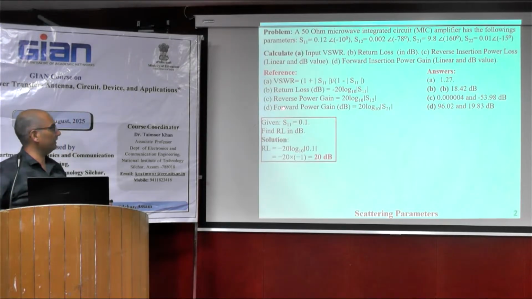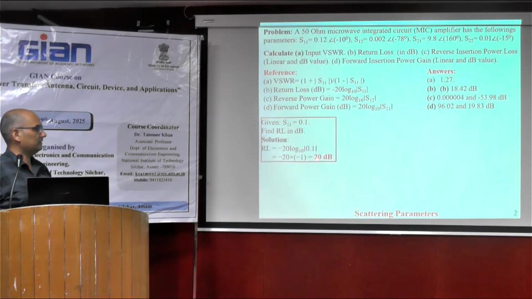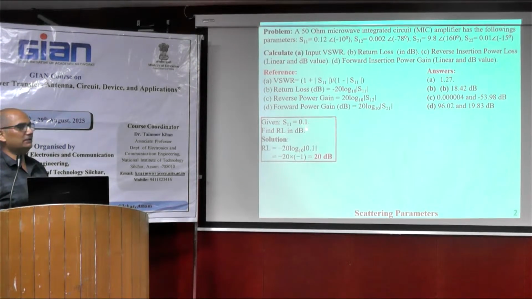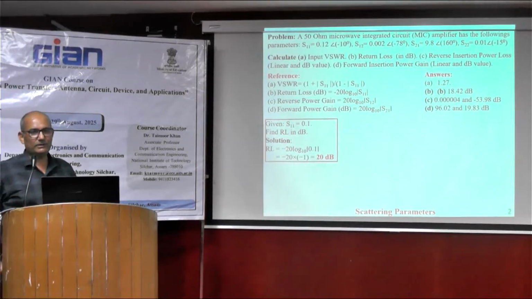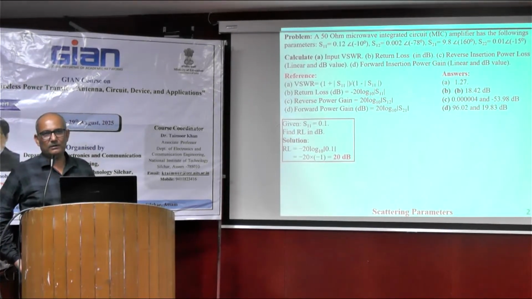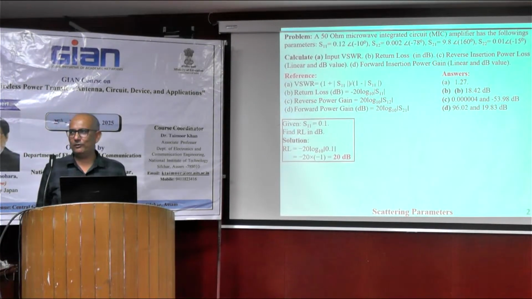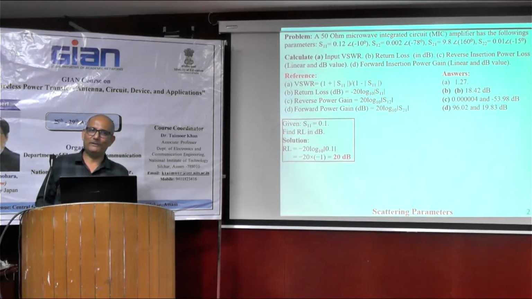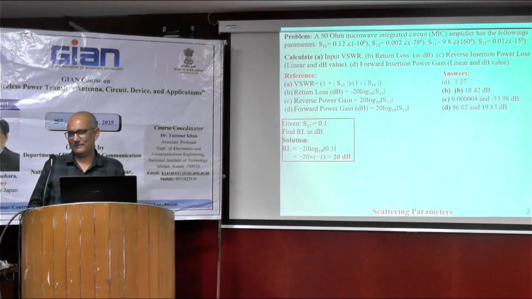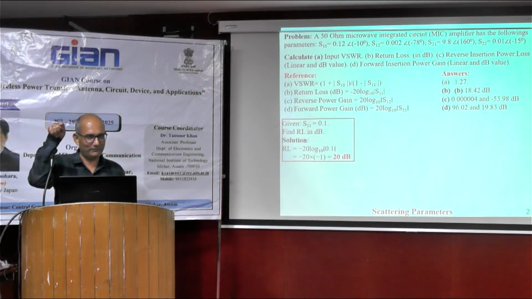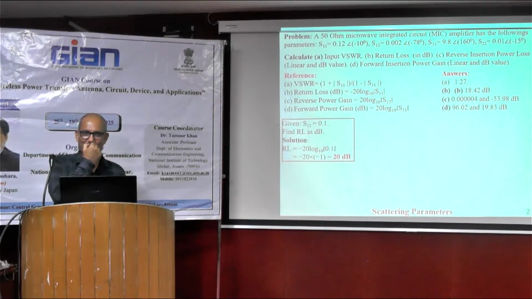Simply you can put it here and you will get the answer of 20 dB. Just see this one, 20 dB in linear scale is 0.1. S11 is what? A1 upon B1 or B1 upon A1? B1 upon A1. Then put B1 upon A1 equal to 0.1. Then you can easily correlate what is the meaning of that.